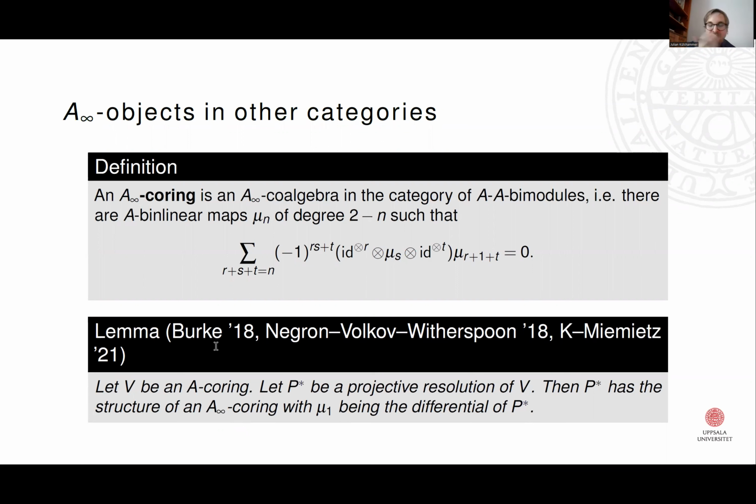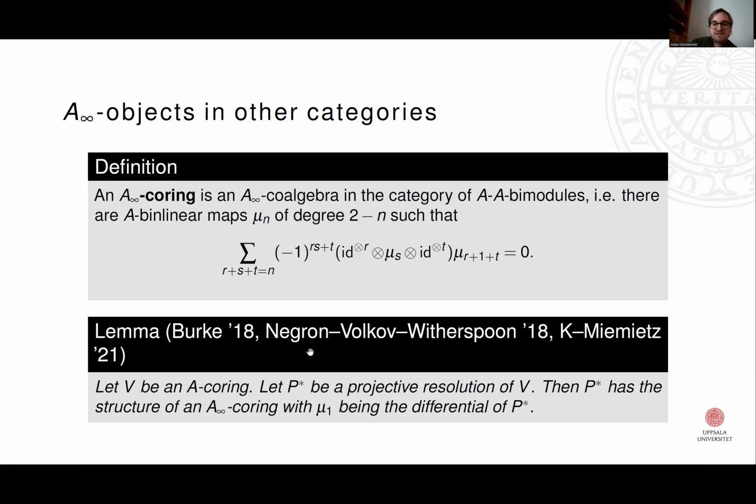This is most likely not the complete list, but at least we were able to track down the following references. Jesse Burke has a paper where he describes an analog of this statement for the case where A is a commutative ring. I'm not quite sure whether he uses rings or co-rings here, but he has this passage to the projective resolutions.